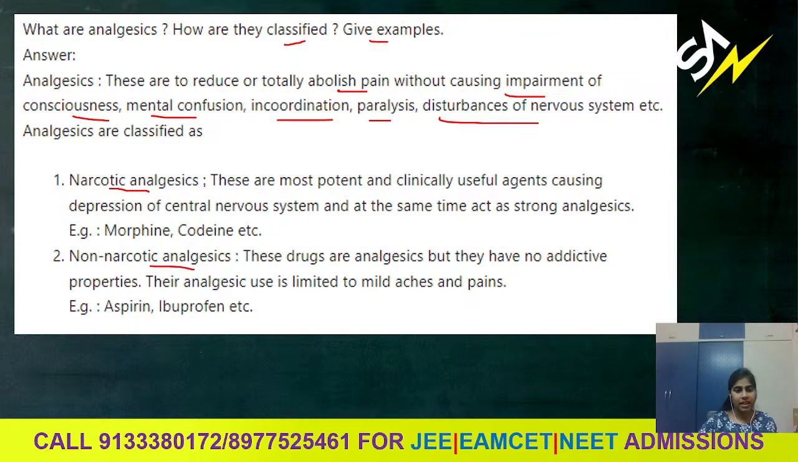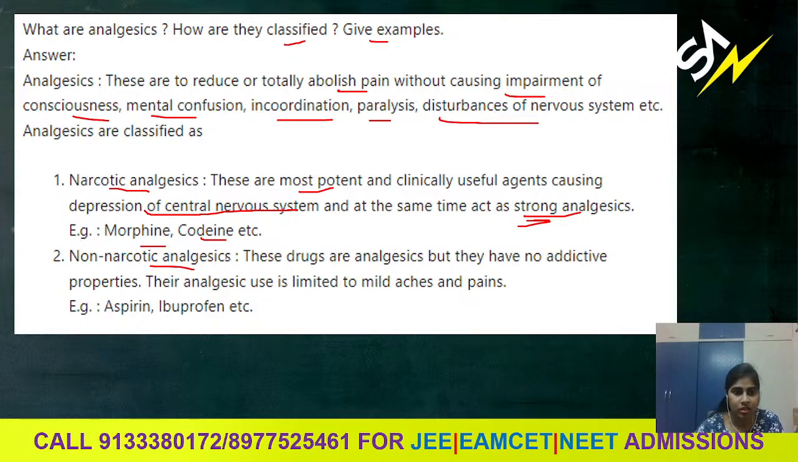Narcotic analgesics are the most potent, meaning they are highly powerful, and clinically useful agents causing depression of the central nervous system. At the same time, they act as strong analgesics. For example, morphine and codeine. Define this and give an example.